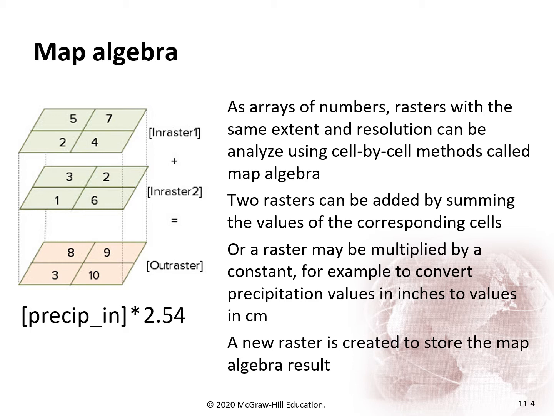In this example here, you've got raster data set 1 and 2. If you want to combine them together, the 5 and the 3 become the 8, the 2 and the 1 become a 3, the 7 and the 2 become a 9, the 4 and the 6 become a 10. Pretty straightforward. You can also use it to do conversions and other things.